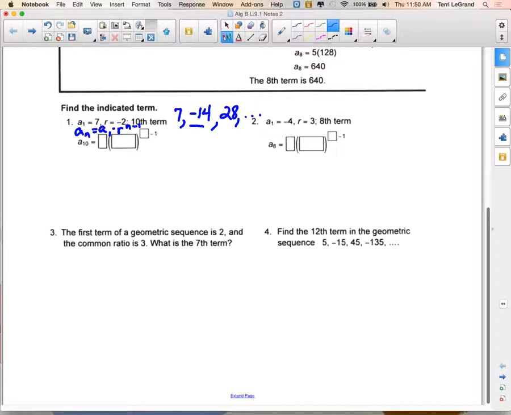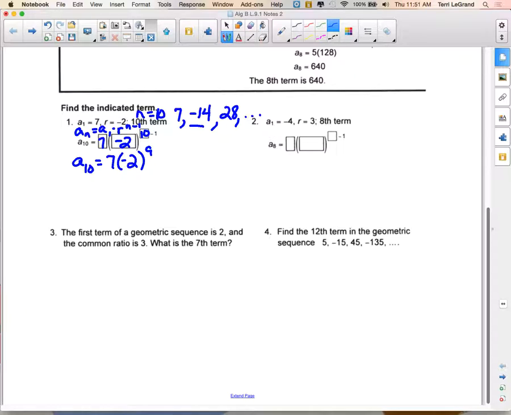They've already started doing some subbing in. A sub 10, because we're looking for the 10th term. In other words, n equals 10. So for a sub 10, in the a sub 1 spot, we're going to put 7. In the big box, negative 2, because our r value is negative 2, raised to the 10 minus 1 power. So we have a sub 10 equals 7 times negative 2 raised to which power? The 9th power.